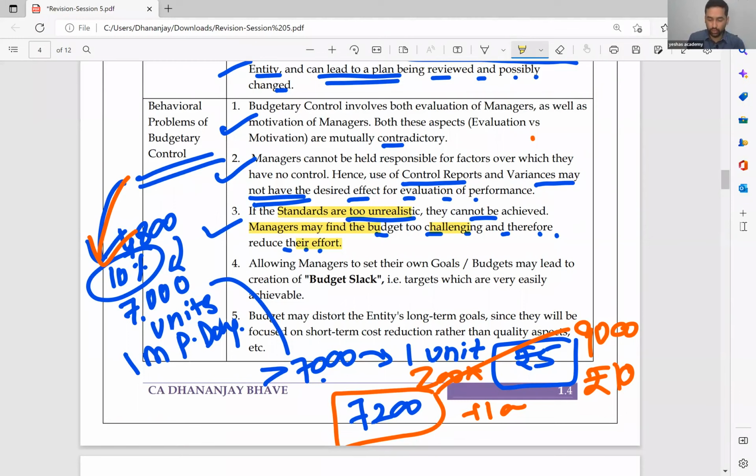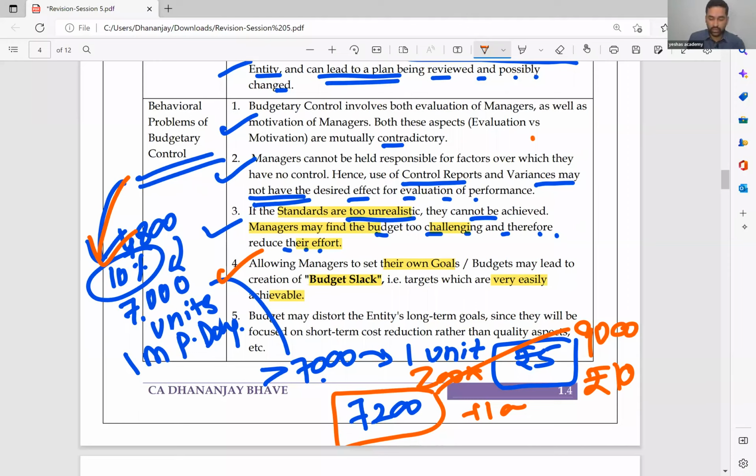Allowing managers to set their own goals or budget may lead to creation of budget slack, that is targets which are easily achievable. If you ask managers to set their own target, or you set a target and allow them to make 5-10% modification, they will always make such modification to their convenience. If you say you can increase or decrease the budget by 10%, this is our target production, they will always decrease it by 10% only. They will never increase because you have created that opportunity. Budget slack is the scope for marginal up and down correction, 10% up or 10% down. If you allow them to do, they will surely do it.